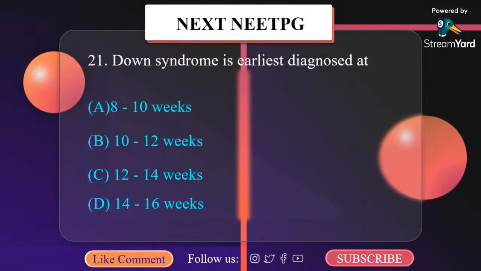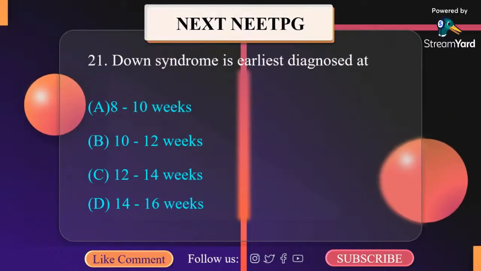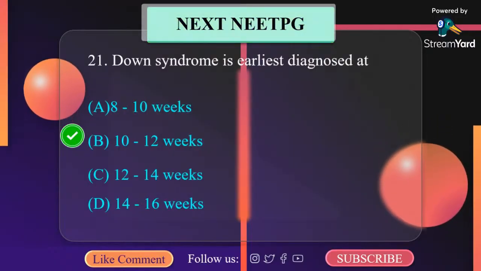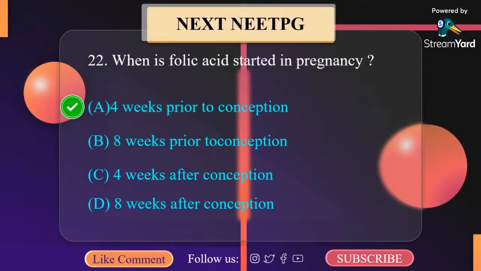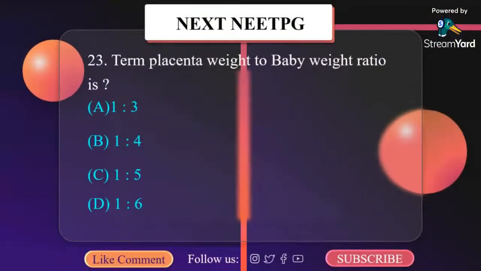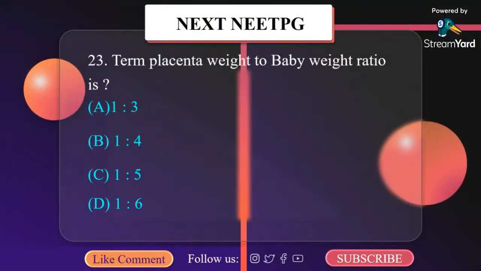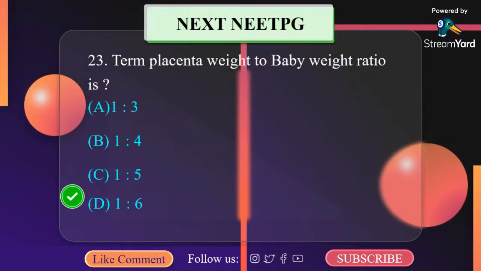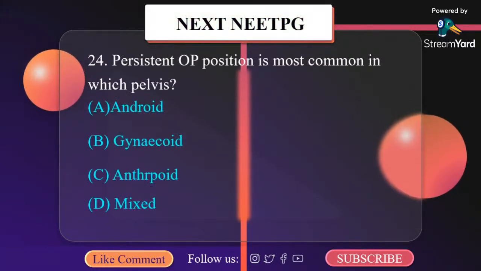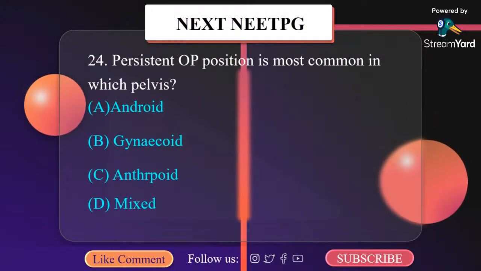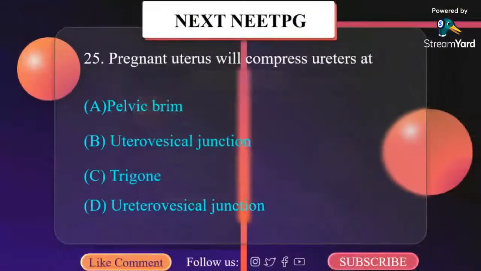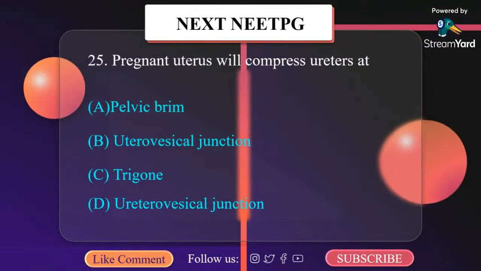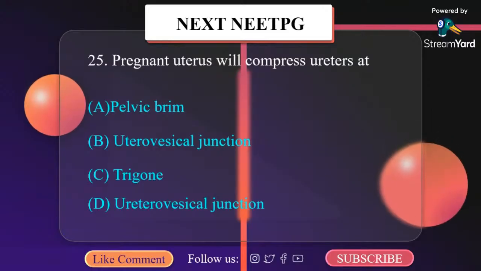Down syndrome is earliest diagnosed at 10 to 12 weeks. When is folic acid started? 4 weeks prior to conception. Term placenta weight to baby weight ratio is 1 is to 6. Persistent OP is seen in android pelvis. Pregnant uterus compresses ureters at the pelvic rim.